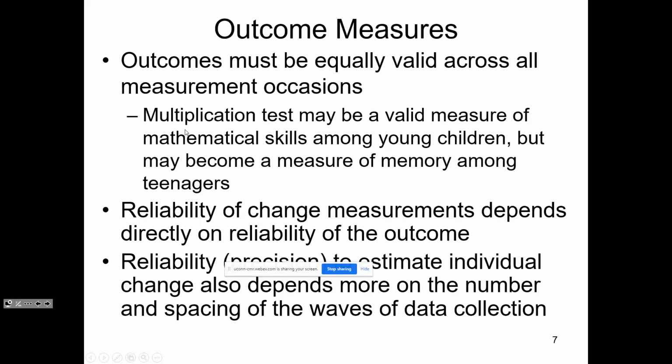It depends on how many times you collect data, so how many observations across the time, and also the spacing of the waves of data collection. So the reliability to estimate individual change is really a function of the reliability of the outcome measure and the number and spacing of the waves of data collection. So, okay.